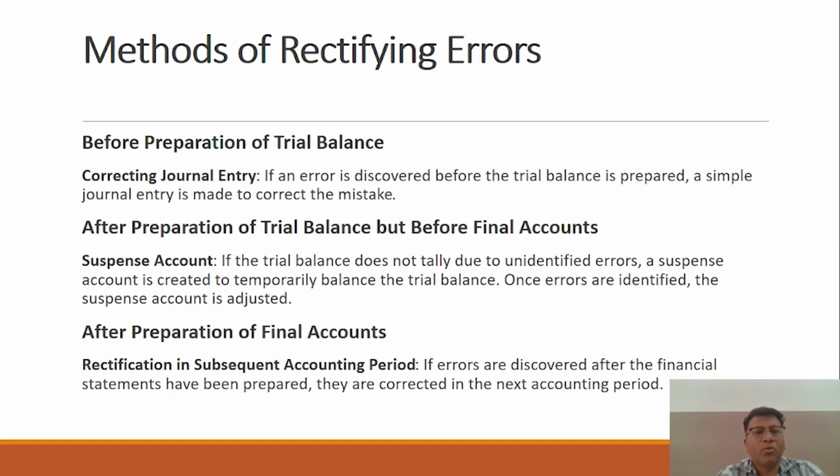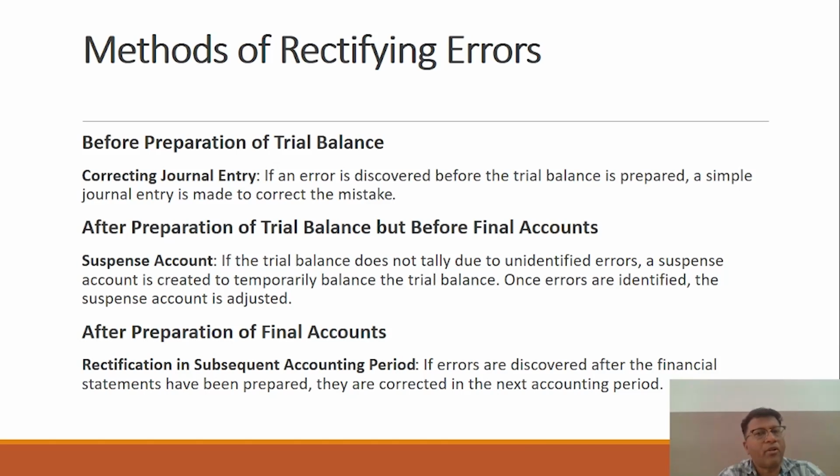But in the case where you find the errors after preparation of the trial balance, but before the final accounts, it means you are going to prepare your financial statements, but before that you find some errors. So you have to prepare a suspense account, and through the suspense account you will try to identify the error. And if the errors are located, at that time you have to adjust the suspense account. So there is a particular role of the suspense account in rectifying errors. There is a particular condition, that is, at what stage we are trying to locate the error and rectify it.